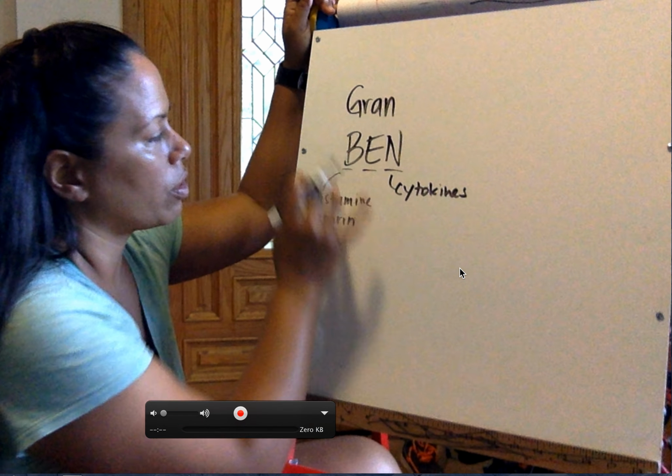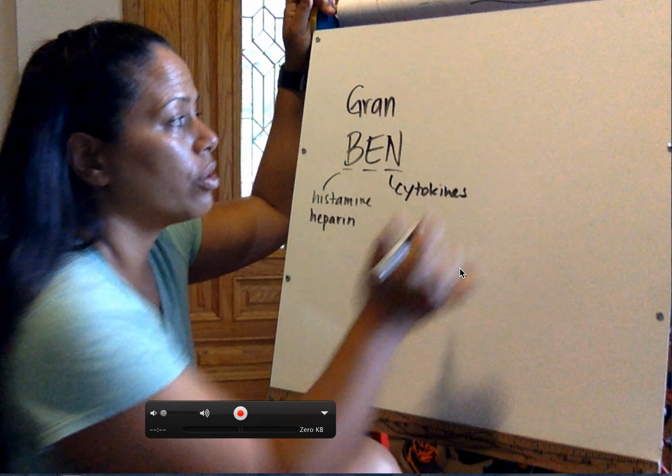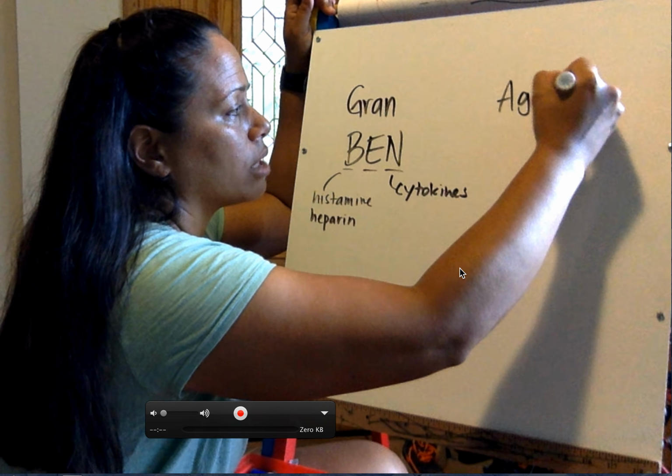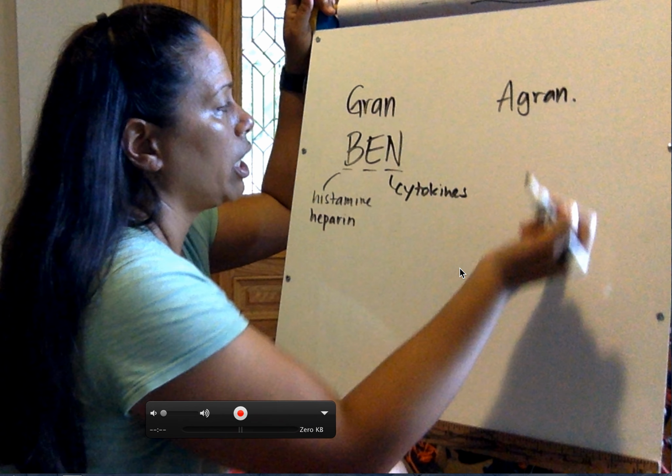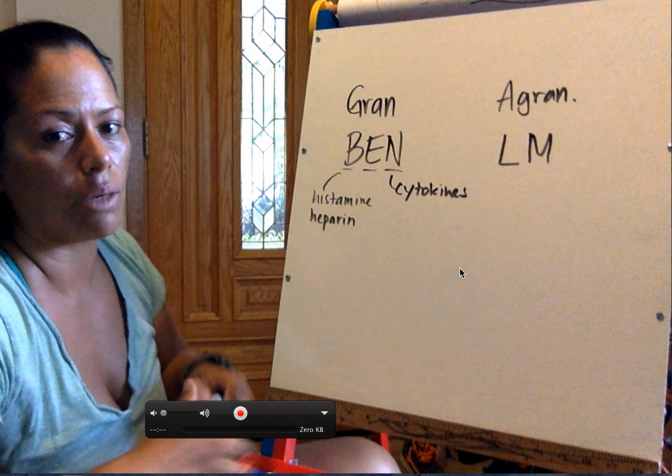If these are the three of five, what are the two that are considered agranulocytes? Hey, Granny, get over here. So we have lymphocytes and monocytes. So lymphocytes and monocytes do not have granules for release, but these three do have granules and different chemicals that they can release.